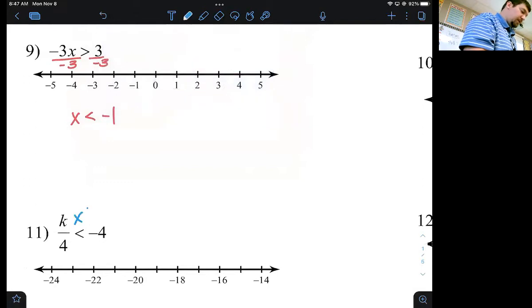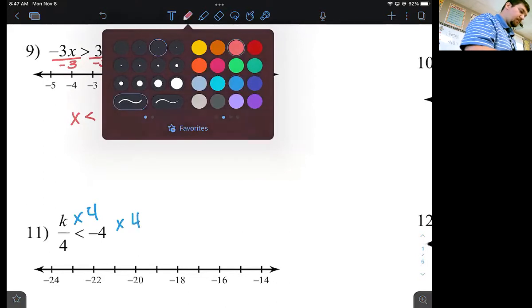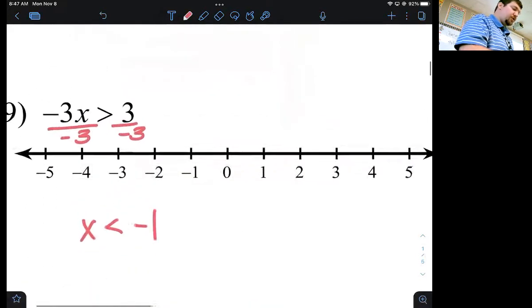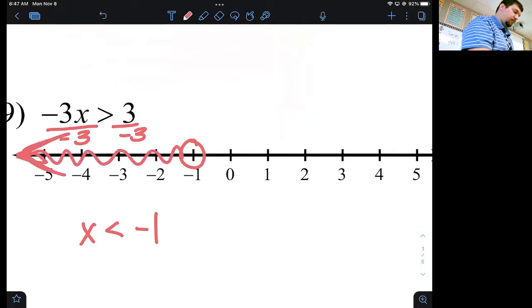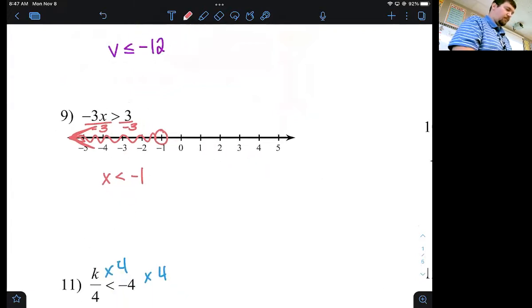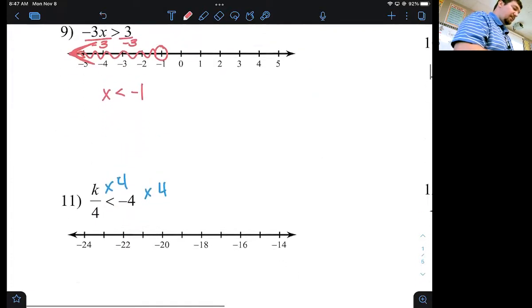You're right. We need to go back and do that. That's right. Should I use an open or closed circle around the -1? Open circle. Is x bigger or smaller? Smaller, so we're going to shade to the left. Okay. All right, back to number 11.